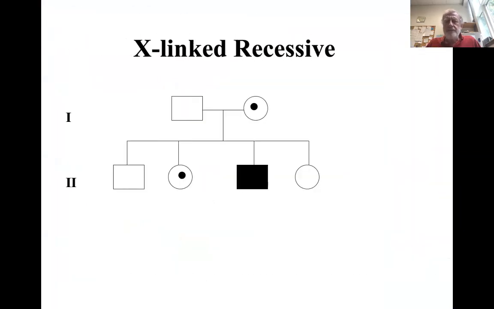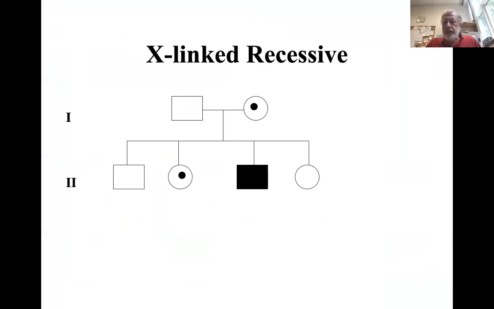Some pedigrees. So here, a carrier female and a normal male have kids, and roughly half their sons will have the disorder, half will be normal, and all the girls will be normal, but half will be carriers, just depending on what X chromosome they inherit from their mother.